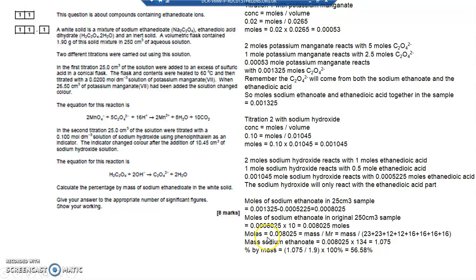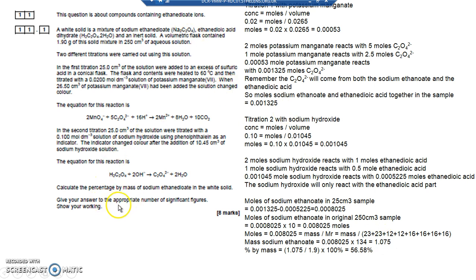Now, finally, we're nearly there now. Moles equals 0.008025. We've decided that. Moles is mass divided by MR. I can work out the MR of this: 2 23s, 2 12s, and 4 16s. That's 134. So my mass of sodium ethane dioate equals 0.008025, that's the number of moles, multiplied by the MR 134, is 1.075 grams. So that's the number of grams of sodium ethane dioate that I have in my sample.